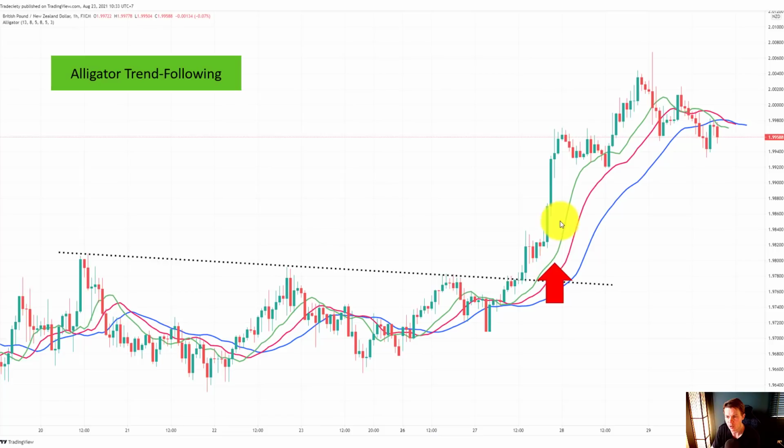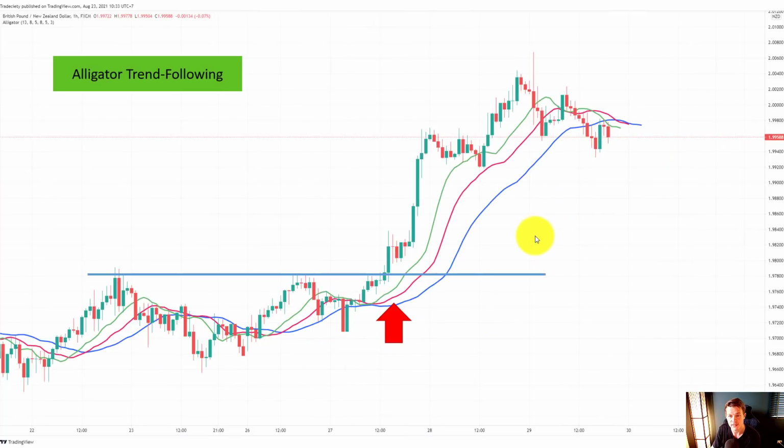You have a few options for how you're going to use it. First, I have read that what people do is wait for the mouth to close. What this means is that the green and the red moving averages are touching again. Some even wait for the tongue, which is the red moving average, to touch the lower jaw, which is the blue one. So you have a few options here for how you can use the alligator moving averages to help you stay in those trend following trades.